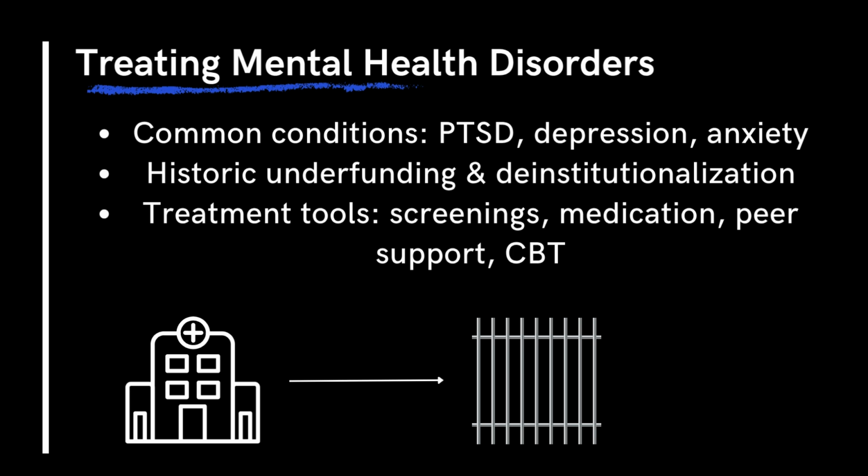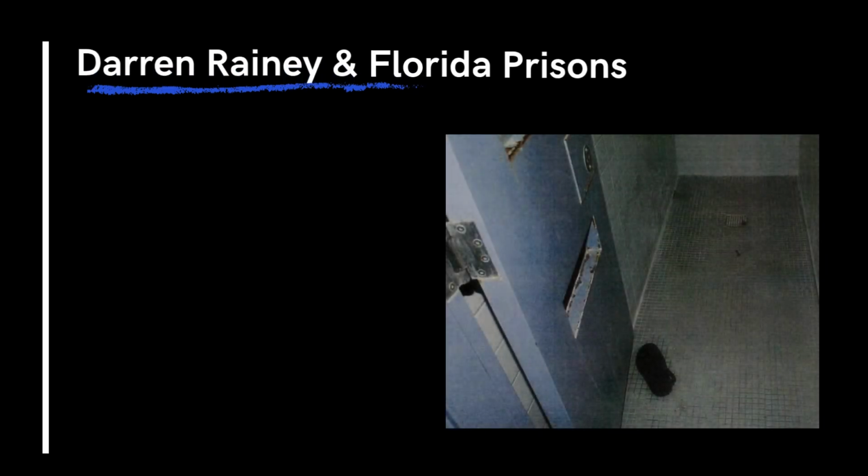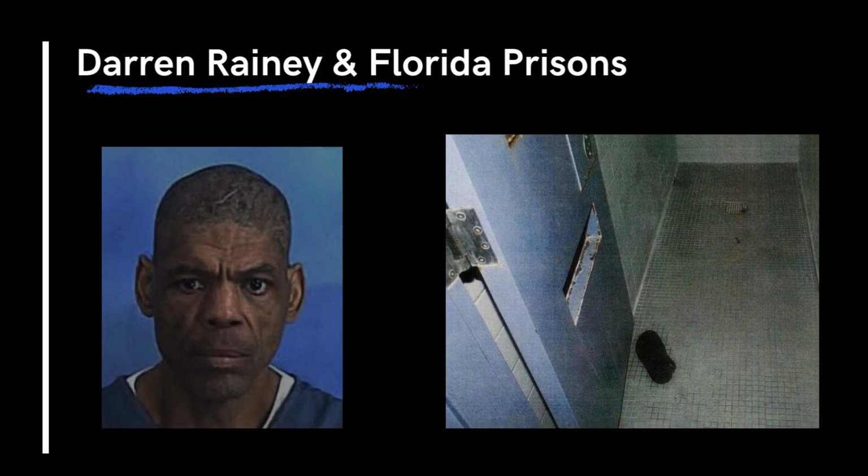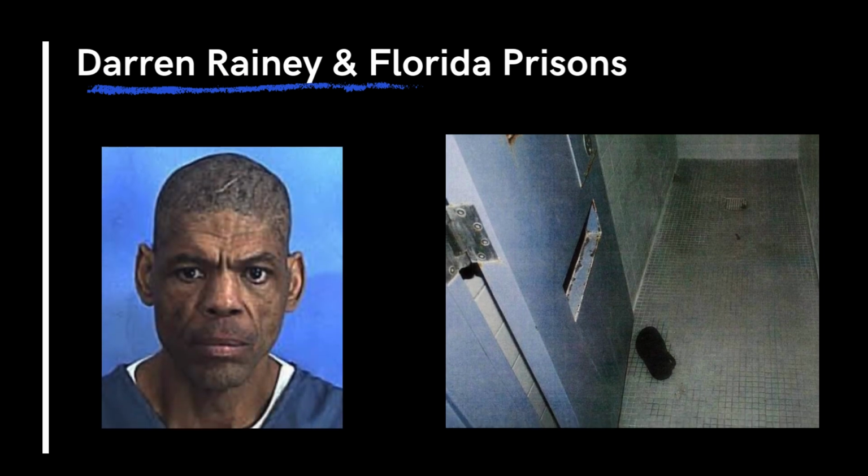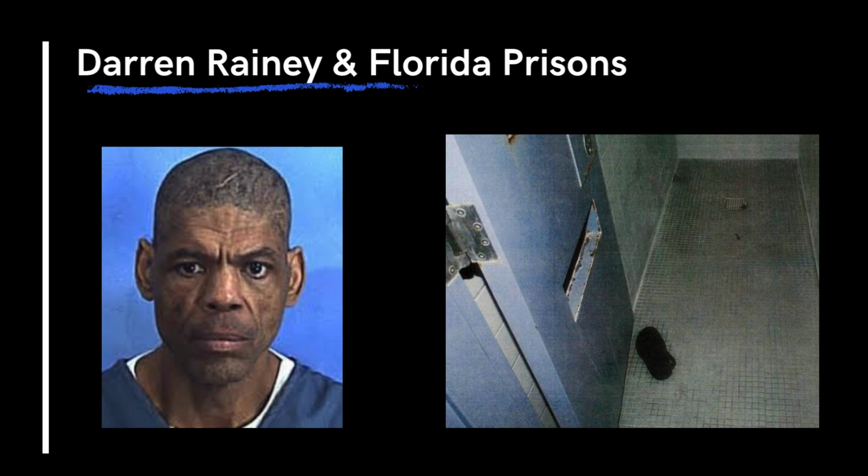We also read an article about the treatment of the mentally ill in Florida prisons, beginning with Darren Rainey's death. Darren is a famous case in South Florida, and I briefly mentioned it in the last module's lecture. He had a mental health disorder. He was diagnosed with schizophrenia.